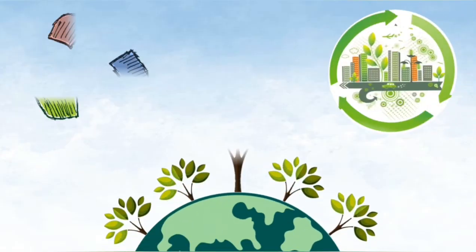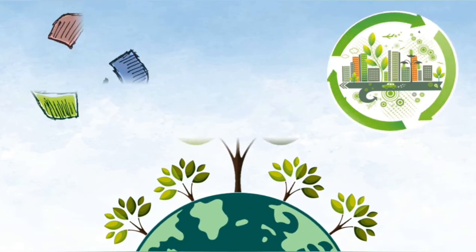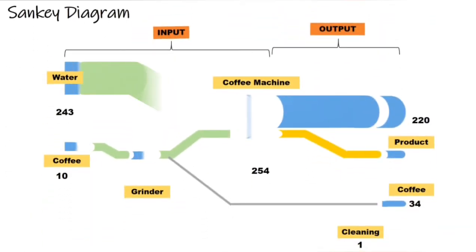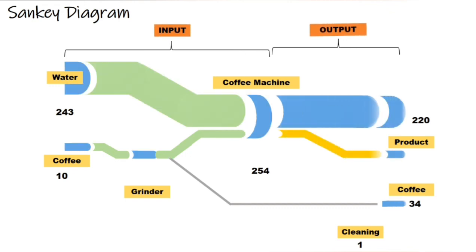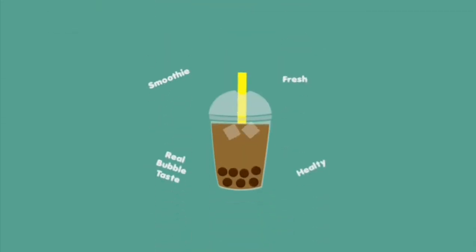Making coffee looks like a simple task to do, but do you know that some of the ingredients used are being wasted? So, from the Sankey diagram flow, we can determine the input and output of the process, which later can be useful to describe whether the production of coffee is efficient or not.